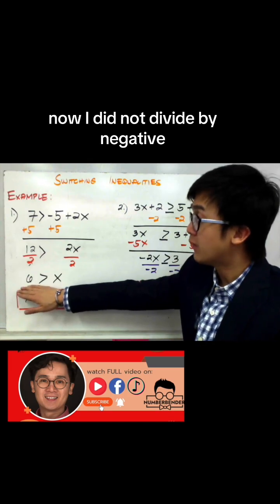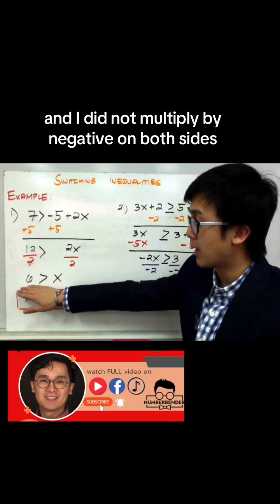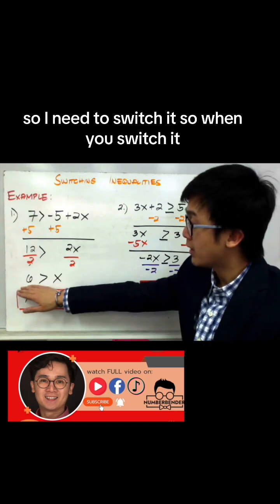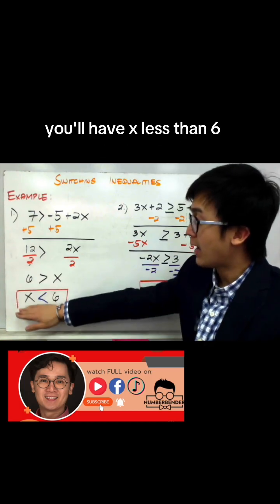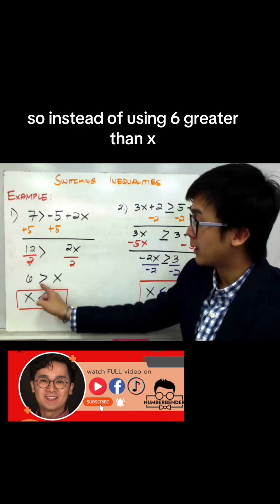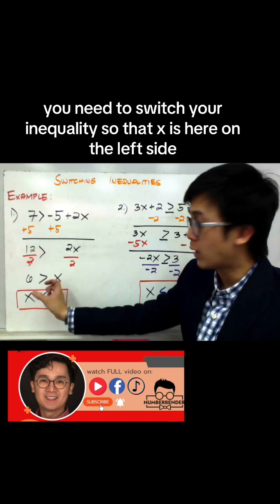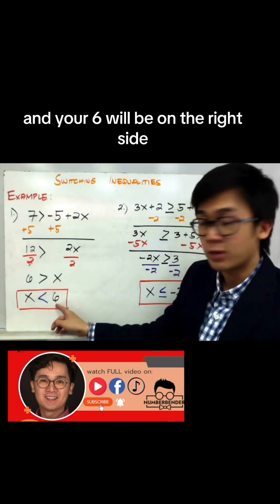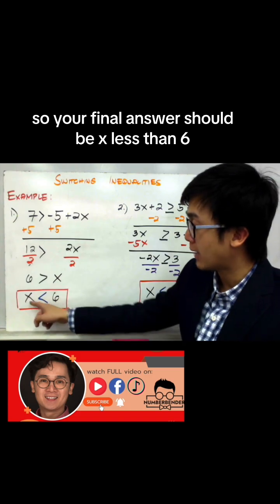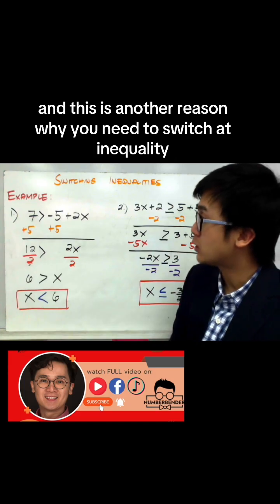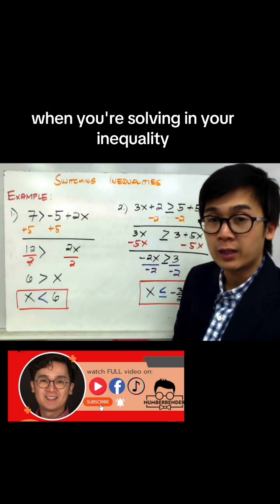Now, I did not divide by a negative, and I did not multiply by a negative on both sides. However, my x is on the right side of the inequality, so I need to switch it. When you switch it, you'll have x less than 6. So instead of using 6 greater than x, you need to switch your inequality so that x is here on the left side and your 6 will be on the right side. So your final answer should be x less than 6. And this is another reason why you need to switch an inequality when you're solving a linear inequality.